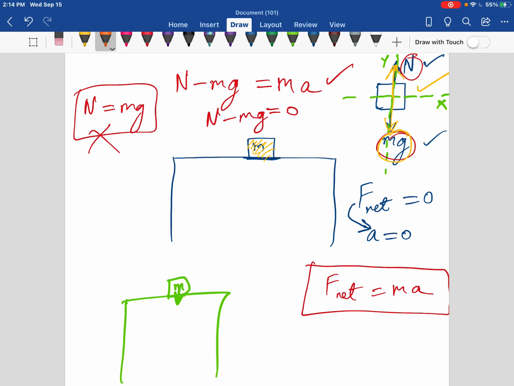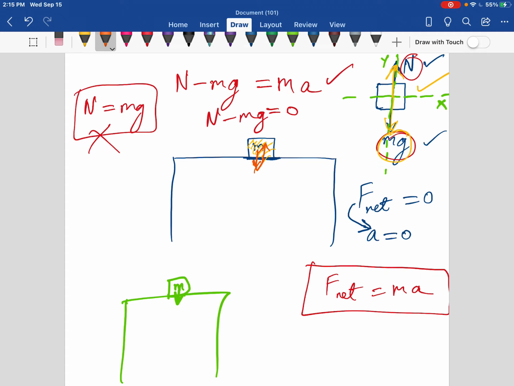So what Newton's third law is actually telling us is that the force which the table is applying on this box is exactly equal to the force which the box is applying on the table. The force which the table is applying on the box is equal to the force which the box is applying on that table, and also opposite in direction.